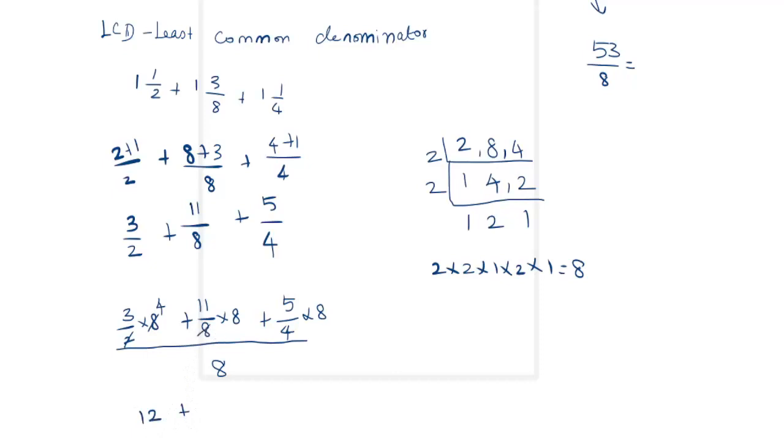So I can directly cancel 8 into 8. Then 11 is balance. And 4, 2 times I can cancel it. So 5 into 2 is 10. So the whole is divided by 8.